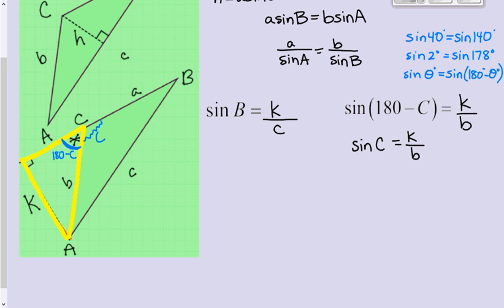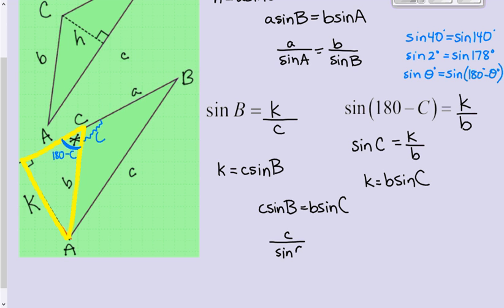Okay, so now we're going to isolate K in both of these equations. K equals C sine of B, and K equals B sine of C. And you can see it's almost done because if we set these equal to each other, and then divide both sides by sine of B and divide both sides by sine of A, we're going to get C over the sine of angle C equals B over the sine of angle B. And above we had that B over the sine of B is also equal to A over the sine of A, so all three are equal to one another.